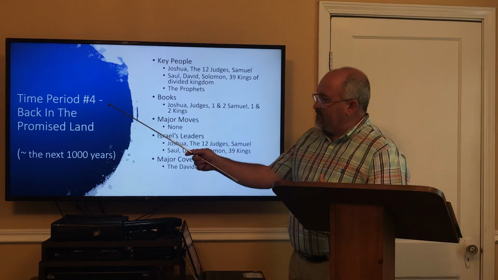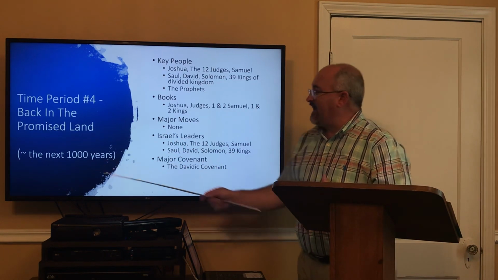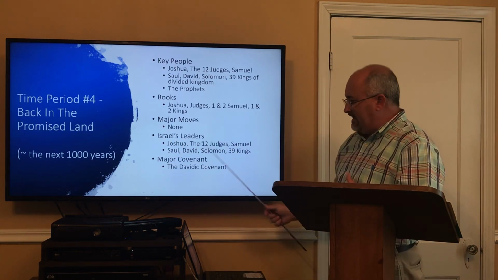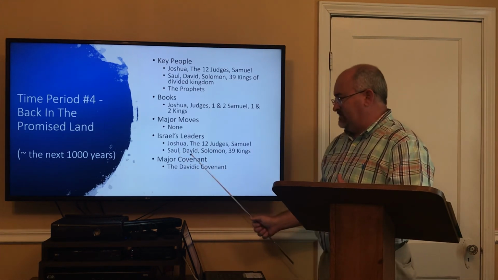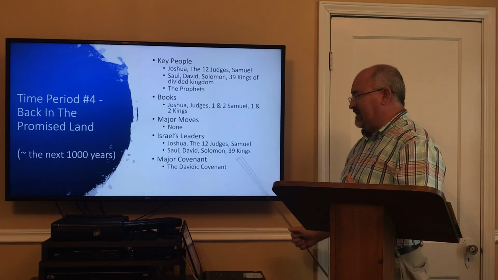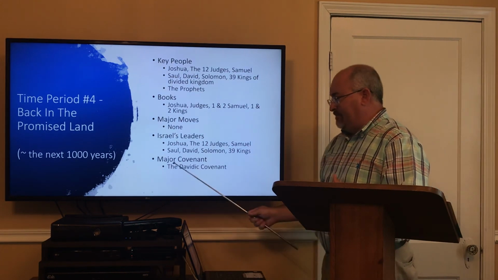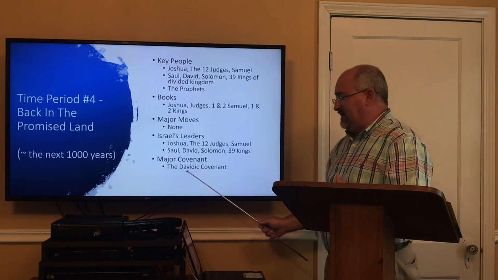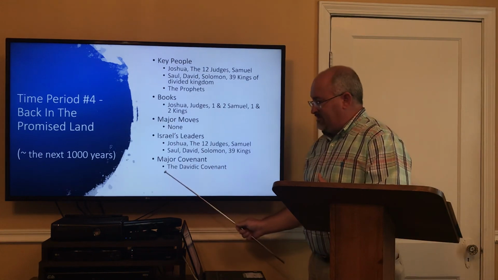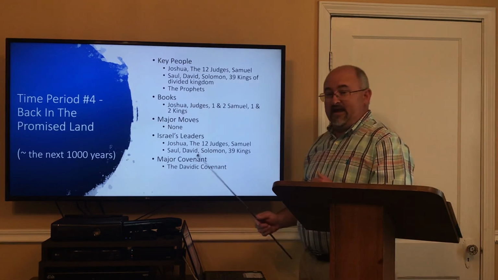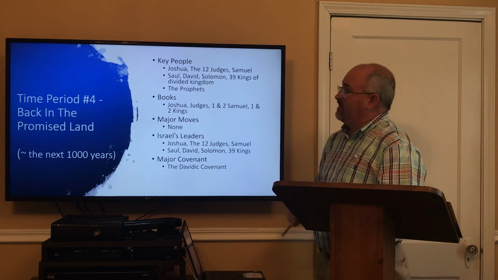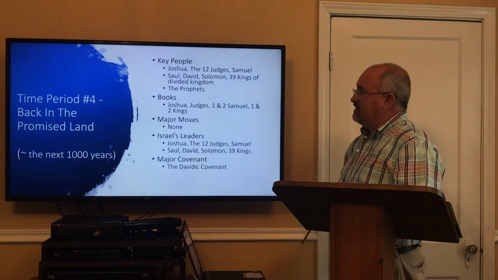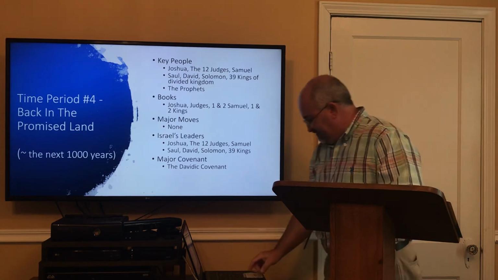So time period number 4, back in the promised land, 1,000 years. The leaders: Joshua, the 12 judges, Samuel, Saul, David, Solomon, and the 39 kings of the divided kingdom. The major covenant was the Davidic covenant. God made the promise to David that he would always have an heir on the throne. That occurred in time period number 4. Okay? A lot of information.